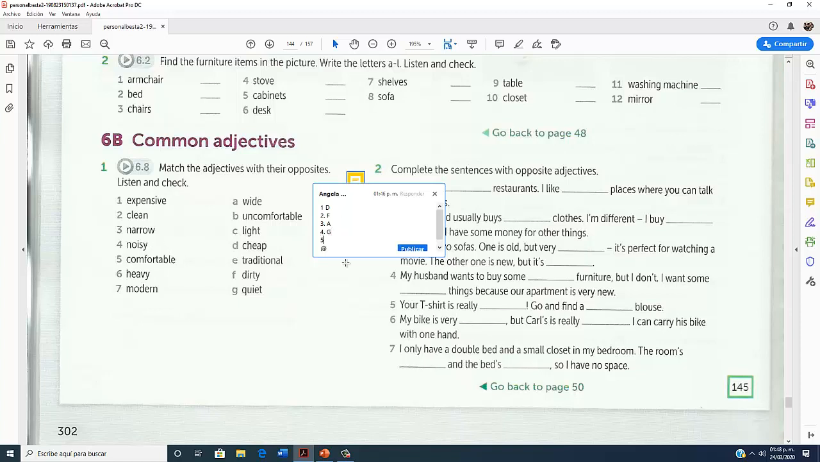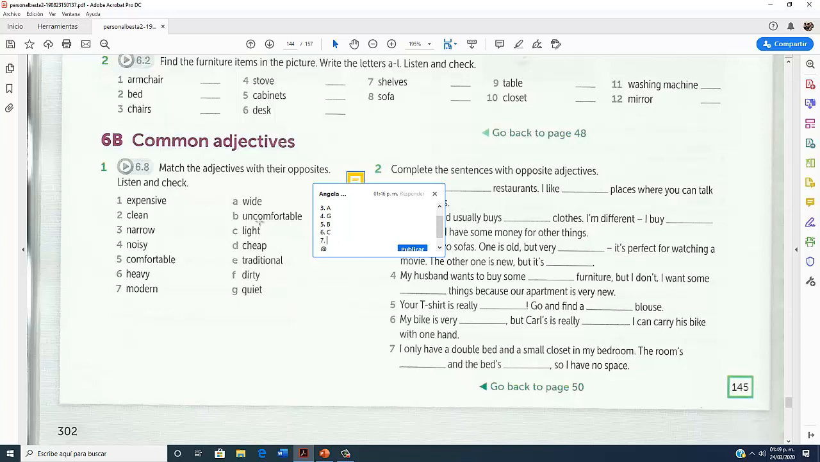Comfortable. Very clear. The opposite is uncomfortable. Comfortable, uncomfortable. That sofa is very comfortable. That chair is really uncomfortable. Number 6, heavy. The opposite is light. Oh, light is picture letter C.